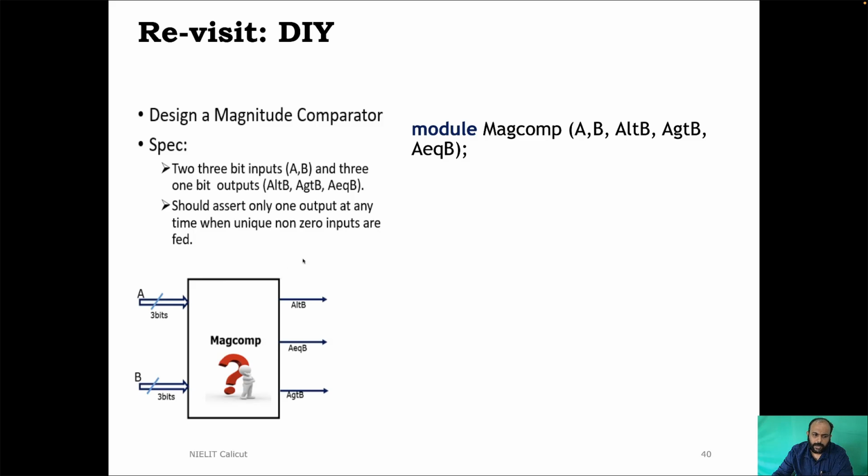If you want to describe this hardware, as normal we write the keyword module, then some module name, then the list of all terminal ports, which are nothing but A, B, A less than B, A greater than B, A equal to B. That completes my port listing. Next I have to declare my ports. I'm writing A and B as input ports, which are actually 3 bits wide. So I can write [2:0] or [0:2], or I can write [3:1] and so on. Basically I have declared A and B as vectors of type input.